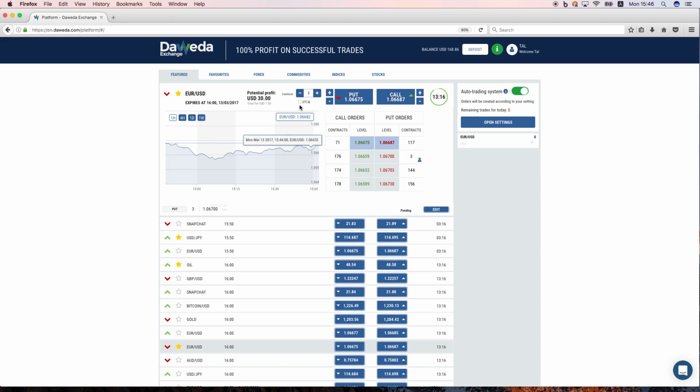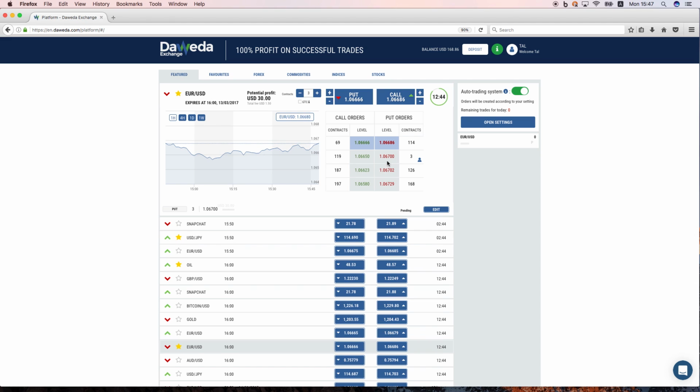Now, why did I uncheck that good till cancel box? If I left it checked and this trade isn't taken, in other words it remains pending, then by the end of expiry time it will keep moving on to other expiry times until the end of the trading day. But because I've unchecked it, after this expiry time, if it is not exchanged, then it will simply be taken away. You won't pay anything and it won't be exchanged.